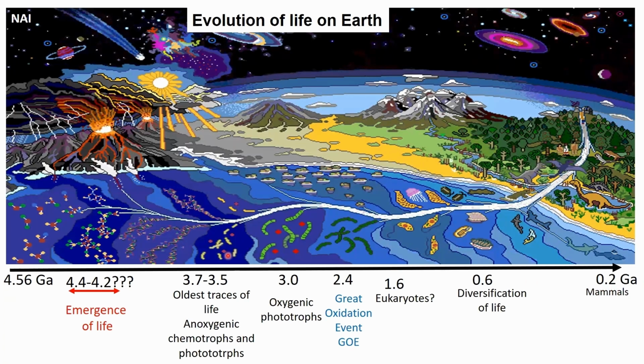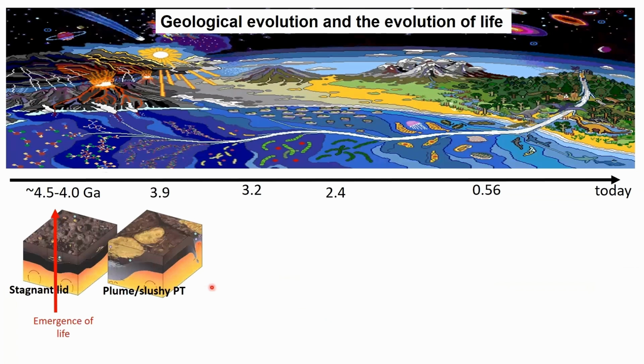Now, the important thing about all of this evolution, and this is what I'll be talking about, is that it's all related to the geological evolution of the Earth. For instance, life emerged on a planet that was probably a one-plate planet, or maybe had some kind of plume tectonics. It's not like the planet Earth today, where we have a very active plate tectonic situation.